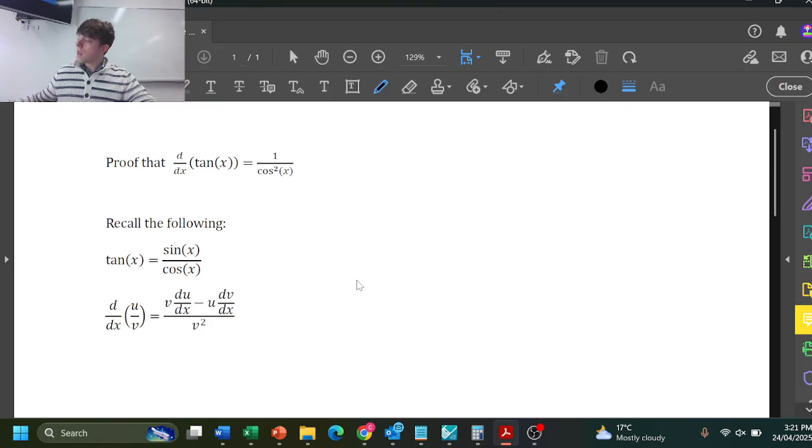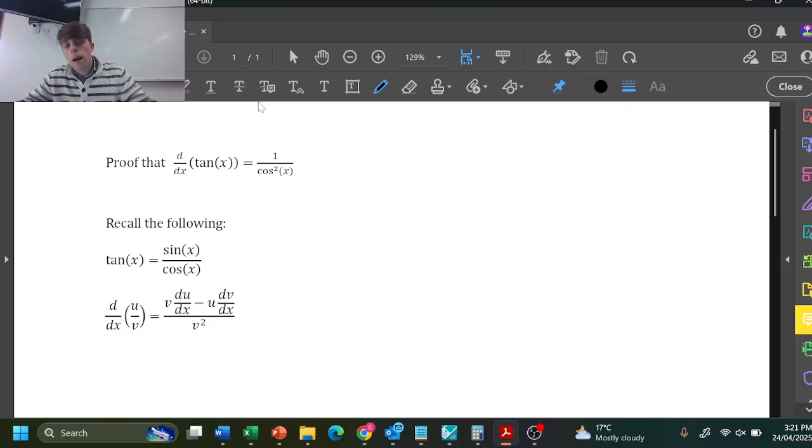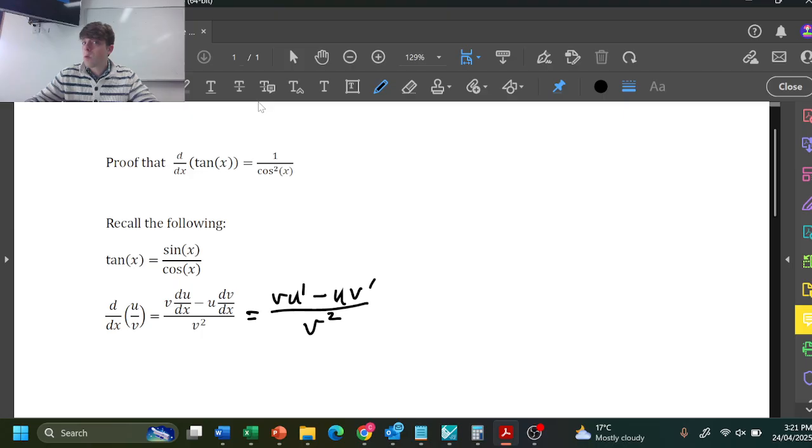For this particular one, we need to recall a couple of facts, which is that tan is equal to sine over cosine. And also, something we haven't looked at in class yet, the quotient rule. I might actually prove it in another video. This is where we have a function comprised of one function divided by another function, and we can use this rule. We can write it as v times the derivative of u minus u times the derivative of v, divided by v squared, where v is the one down the bottom and u is the one up the top. We'll look at that in a minute.